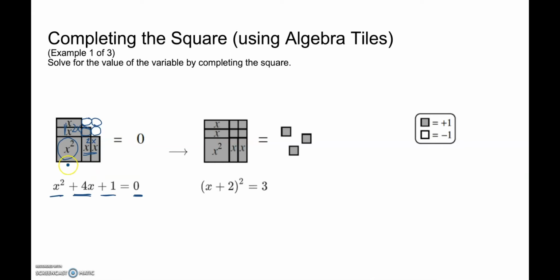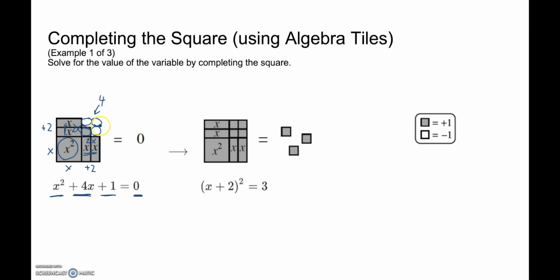So let's figure out the outside of our model. X squared is actually x times x, right? Now x times what should equal 2x? That's right, it's plus 2. X times plus 2 is equal to 2x. Now we can do 2 times 2 is equal to 4.